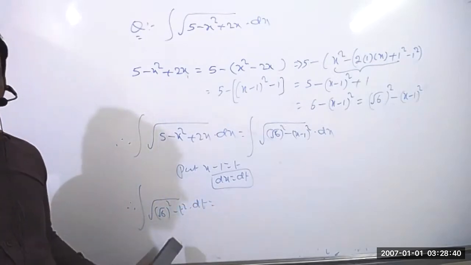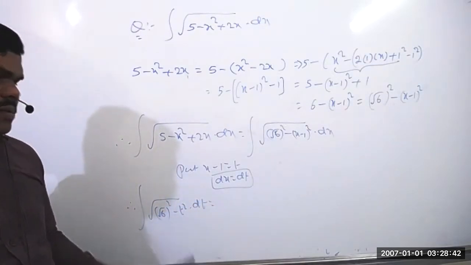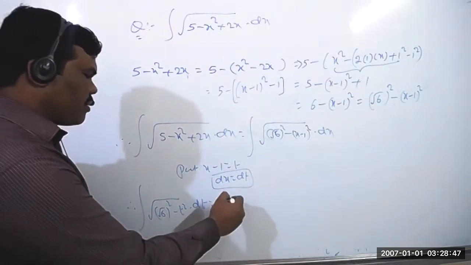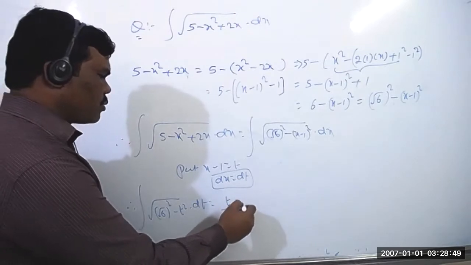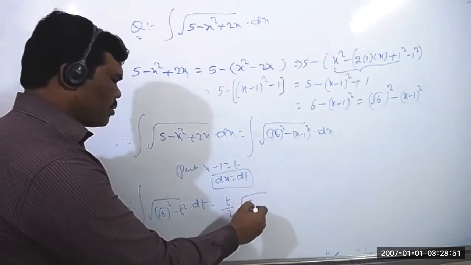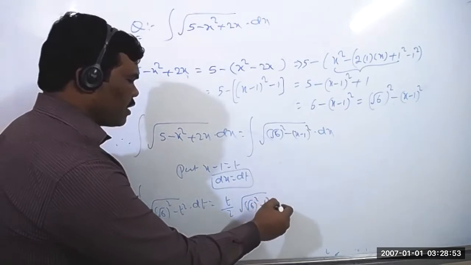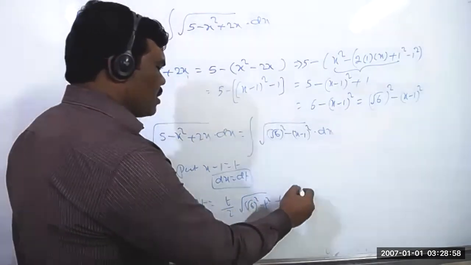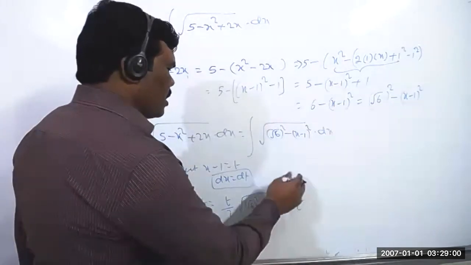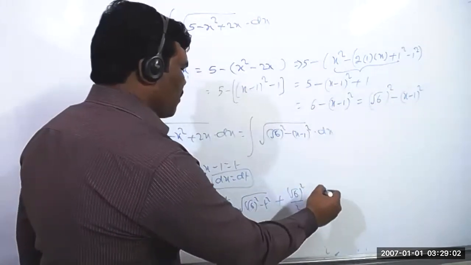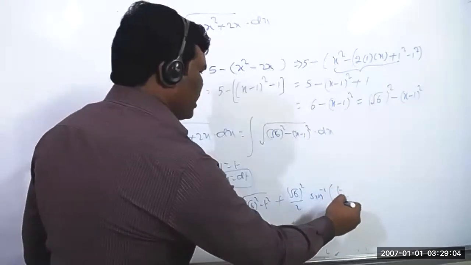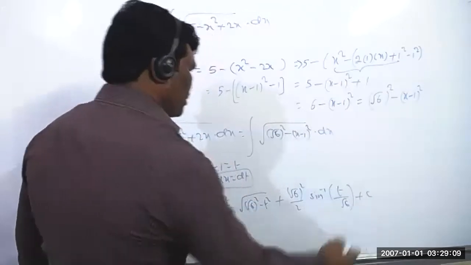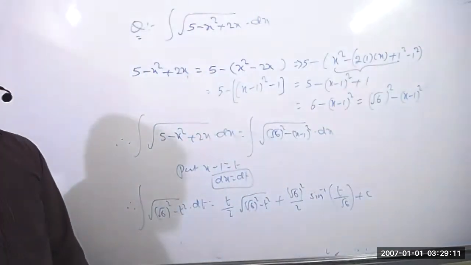Now apply the formula. It is in the form of root of a square minus x square equal to x by 2 into root of a square minus x square plus a square by 2 into sine inverse of x by a. So the value of x you can write now t by 2 into root of root 6 whole square minus t square plus, the value of a equal to root 6, whole square by 2 into sine inverse of t by root 6 plus c.